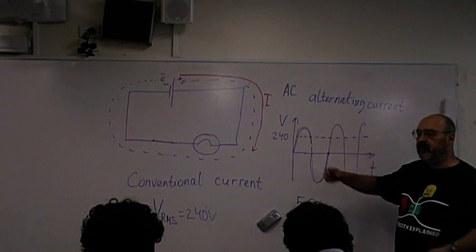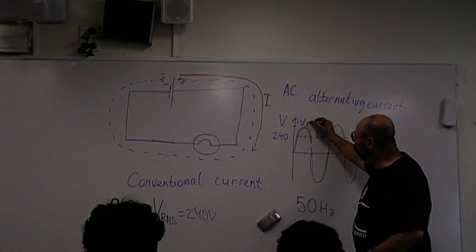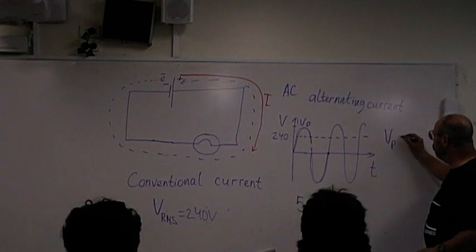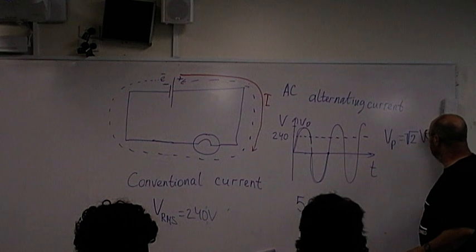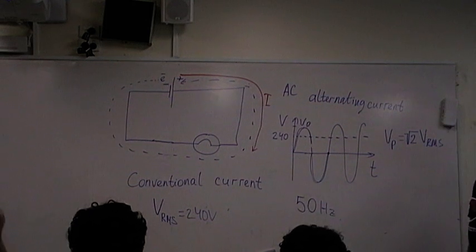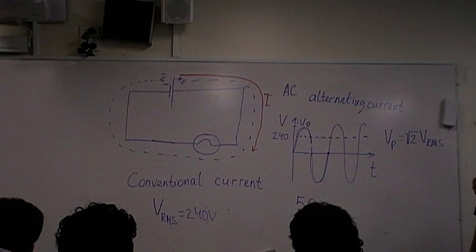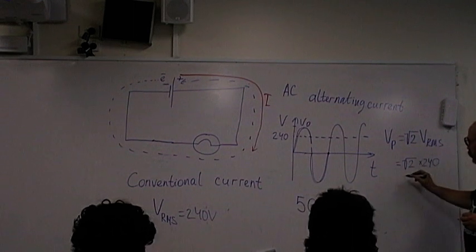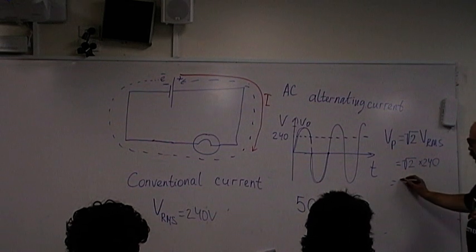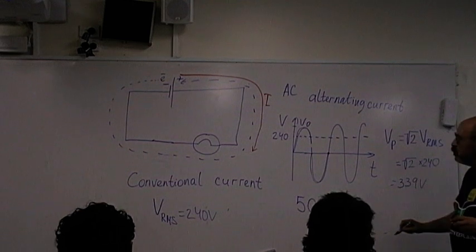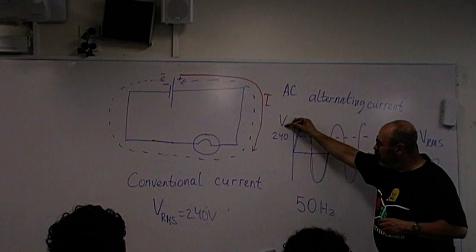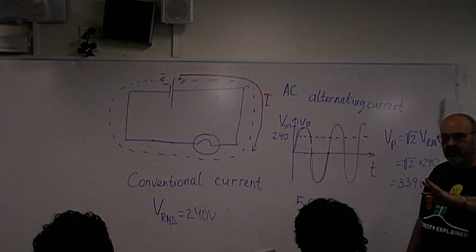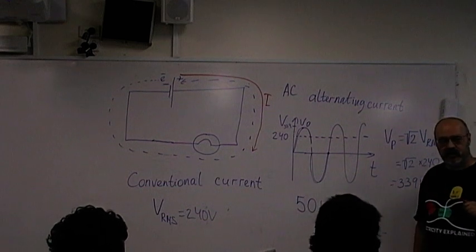And the relation with the peak: the maximum voltage is the peak voltage, and the relationship between them is that the peak voltage equals root 2 times voltage RMS. So if you use a calculator and multiply root 2 times 240, you will get 339 volts. So at peak, voltage reaches 339 volts in Australia, but we're talking 240. Why is that? Let's see it later on.